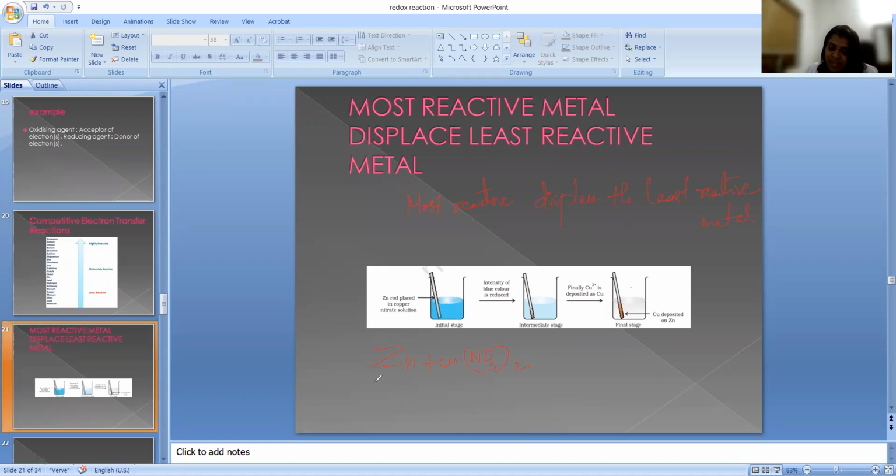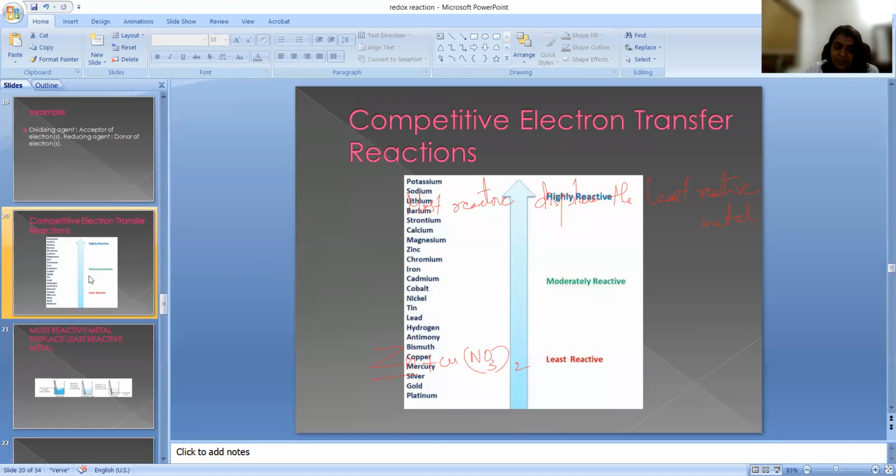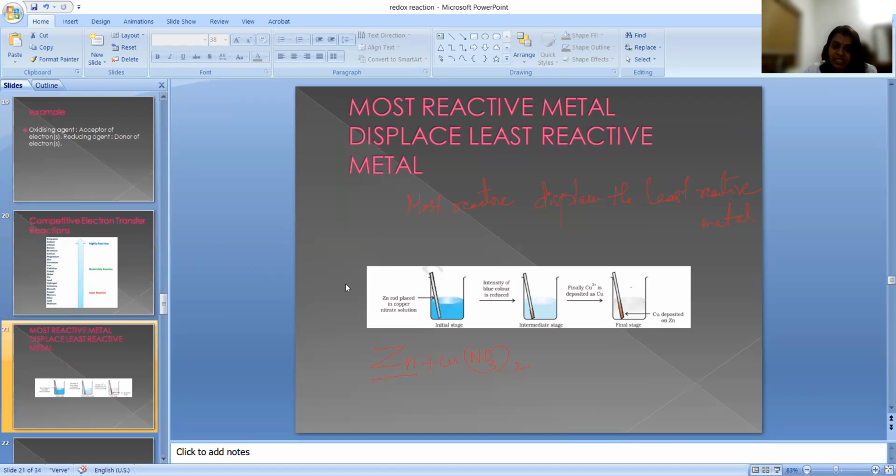So which is the most reactive here? Zinc. Let us go back to the reactivity series and understand. If you see copper and zinc, where are copper and zinc? Zinc is on the top and copper is on the bottom. So the top one is more reactive, right? So here zinc is more reactive, copper is least reactive. So what will happen? The zinc will displace the copper. So this becomes zinc nitrate, and you will be getting copper. Like this, the reaction will be taking place.